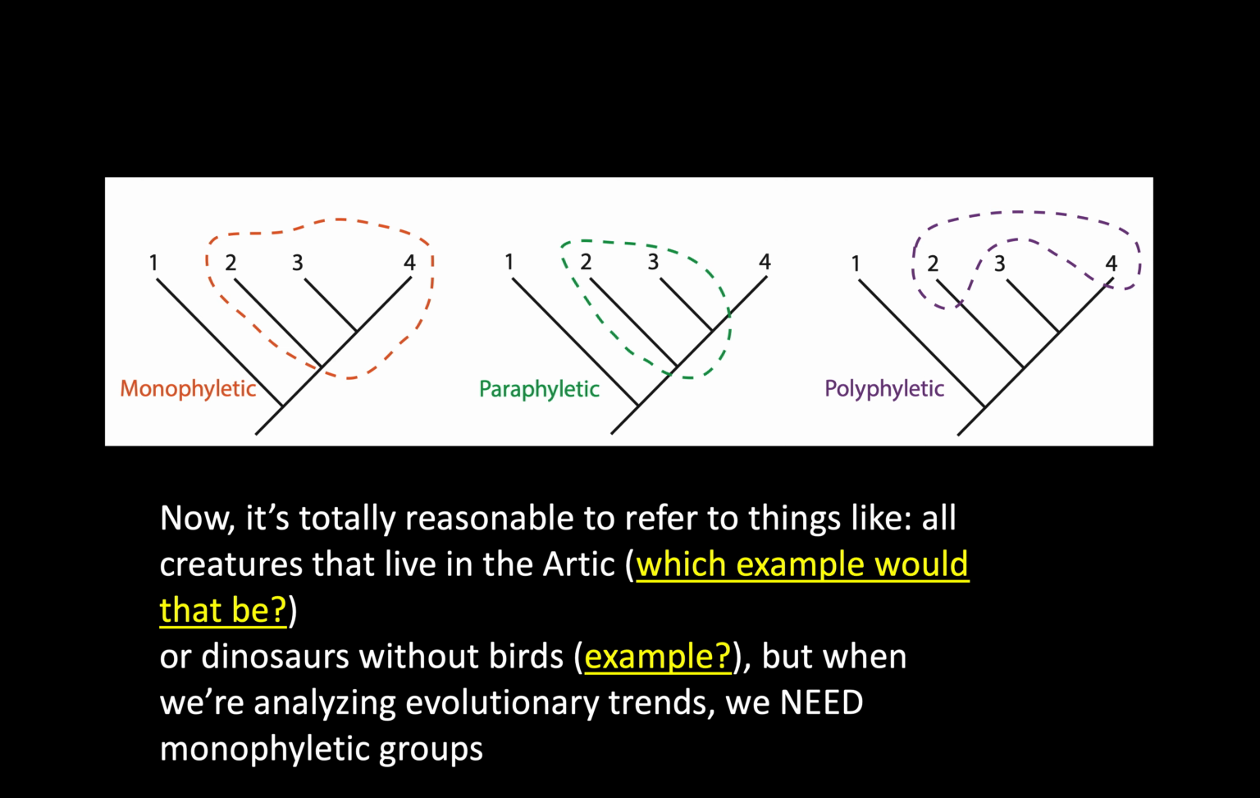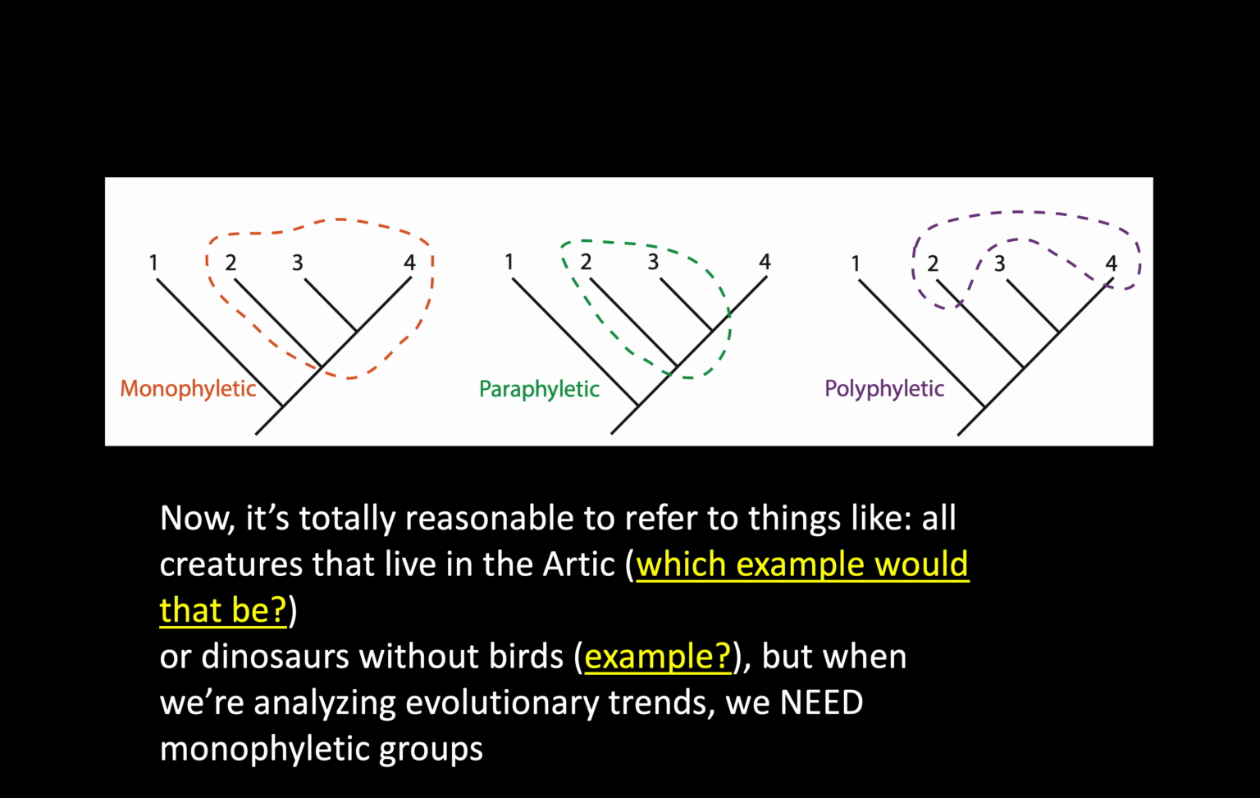Would that be paraphyletic or polyphyletic? Well, plants can live in the Arctic, bacteria live in the Arctic, animals live in the Arctic. That would be polyphyletic. Or dinosaurs without birds. All right, so here's dinosaurs. Let's say here are dinosaurs. Birds would be right here. If we've cut them off, that would be paraphyletic.